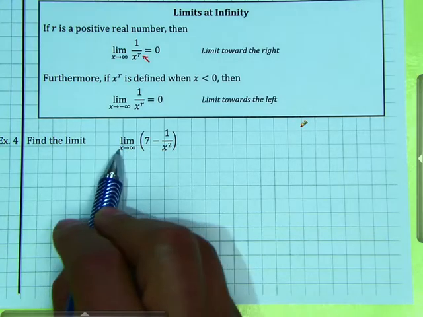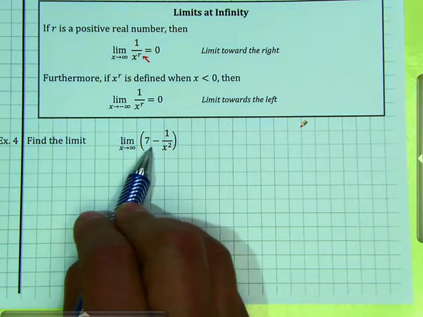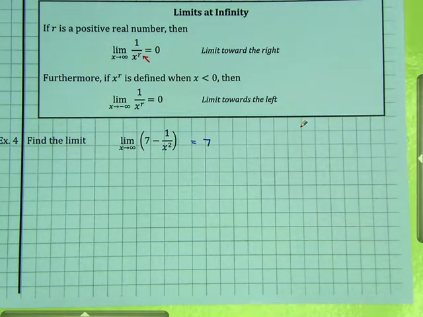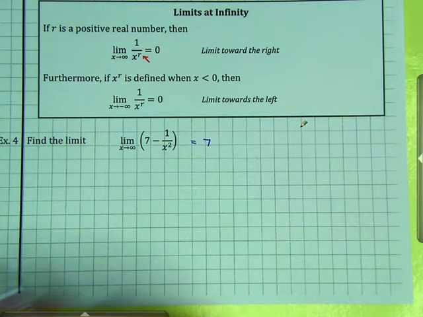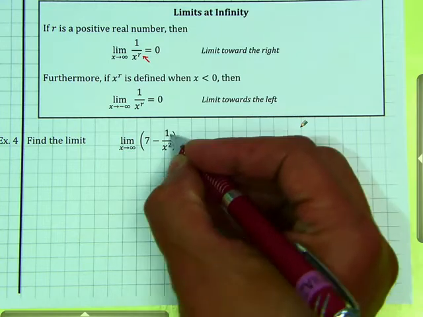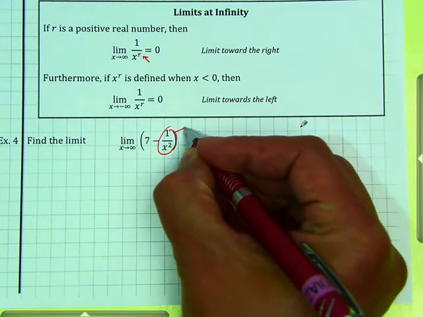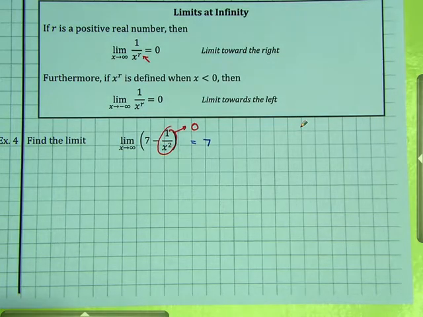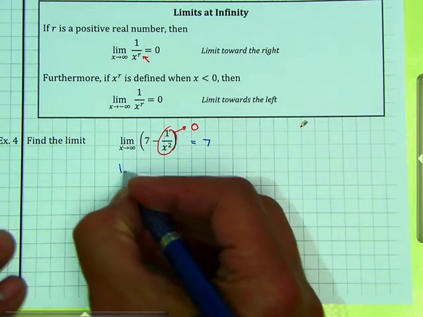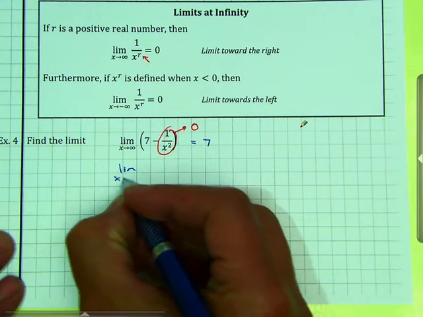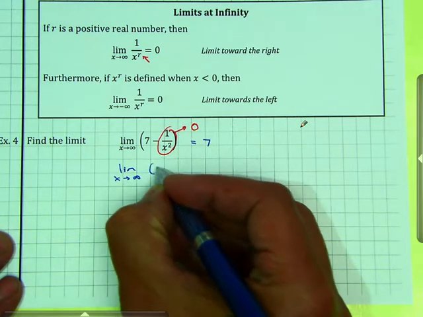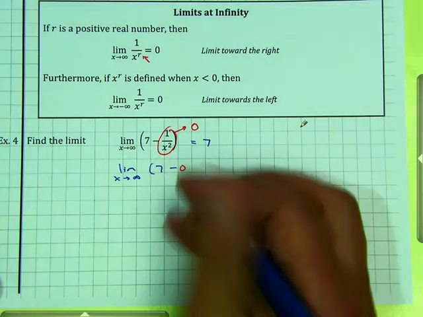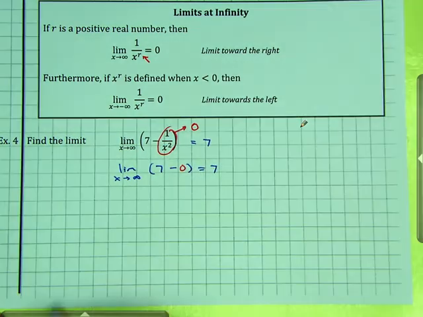So the limit as x approaches infinity of this is going to be 7. But why? Because as the x value gets bigger and bigger, this term is going to get closer and closer to 0. So therefore the limit as x approaches infinity is going to be 7. This becomes so small that the limit will be 0. So therefore that is 7.